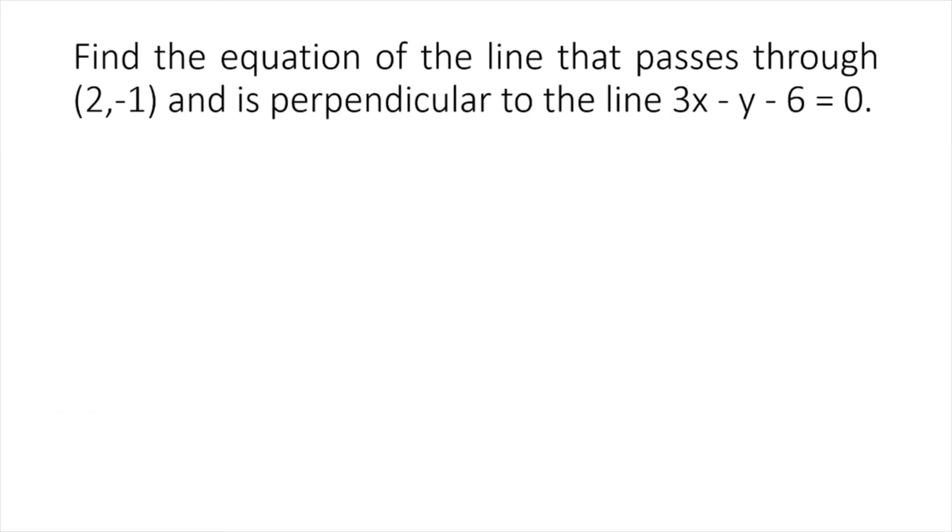Next, find the equation of the line that passes through (2, -1) and is perpendicular to the line 3x minus y minus 6 equals 0. So this time, we will be dealing with perpendicular lines. Let's start by taking this line, 3x minus y minus 6 equals 0. This is in general form, right? So we have to convert this equation into the slope-intercept form.